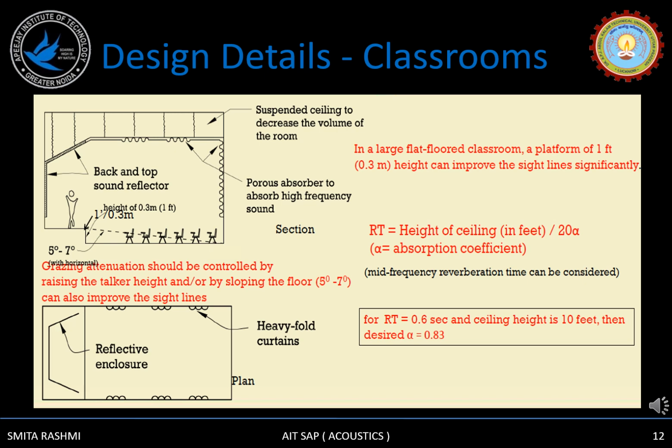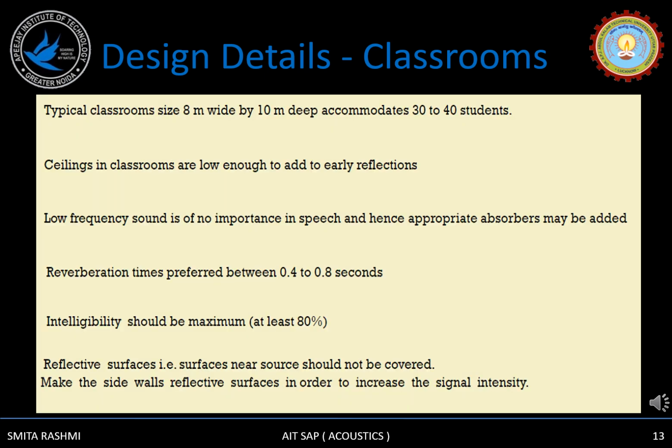So from this calculation, typical classroom sizes of 8 meters by 10 meters generally accommodate 30 to 40 students, and ceilings in a classroom should be low enough to add to the early reflections. That means if we are dropping down the ceilings, we are basically reducing the volume of the room. Low frequency sound, that is any kind of background noise level, is of no importance in speech, and hence appropriate absorbers must be added to reduce the low frequency sound. Reverberation time preferred in a classroom is between 0.4 to 0.8 seconds.